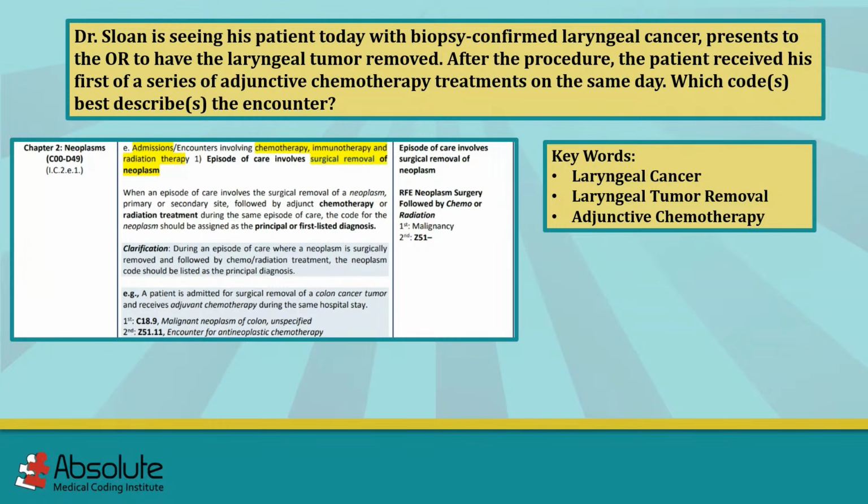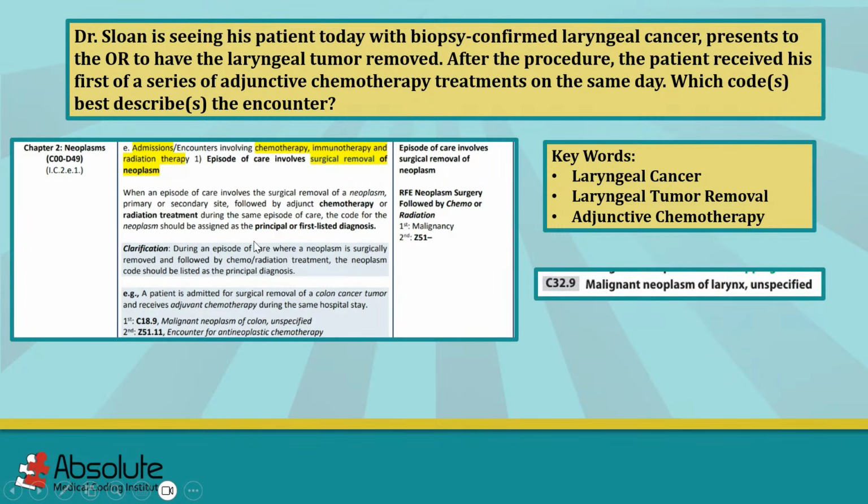So since they are doing the chemotherapy treatment in the same episode of care, we're going to code for the neoplasm. The code for the neoplasm should be assigned as the principal diagnosis. So that's what should be selected first. Our first code is going to be C32.9, the code for malignant neoplasm of the larynx, unspecified, because they didn't specify what kind of malignancy of the larynx. So that is the code we're going to be using first.